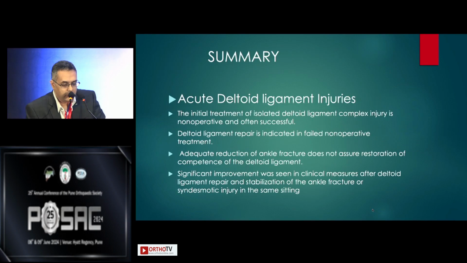So in summary, for acute deltoid ligament injuries, the initial treatment of isolated deltoid complex injury is non-operative and often successful. Deltoid ligament repair is indicated in failed non-operative treatment. Adequate reduction of an ankle fracture does not assure restoration and competence of the deltoid ligament. Significant improvement was seen in clinical measures after deltoid ligament repair and stabilization of the ankle fractures or a syndesmotic injury.